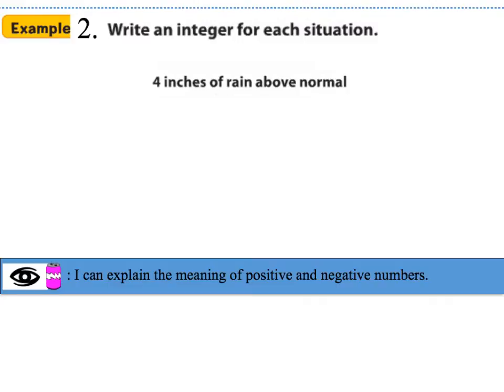Example 2 says write an integer for each situation. The situation is 4 inches of rain above normal. So the integer that I'm going to start off with is 4, and I'm going to look for a keyword that says negative or positive. So I'm looking at the word above. We know above is a positive word, so I'm going to say that my answer is positive 4.